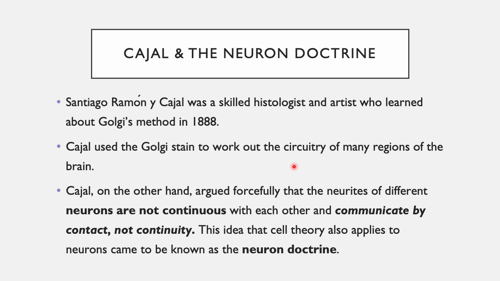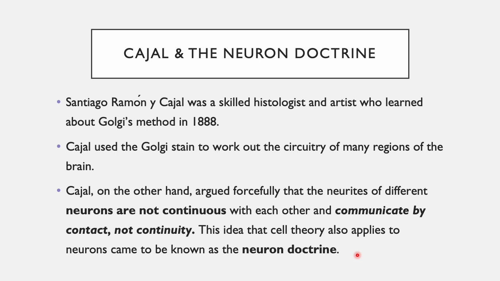Interestingly, he theorized that neurons were actually not continuous, but they followed the normal cell theory accepted by biologists that neurons are separate entities that communicate by contact and not continuity. So, this idea that the cell theory also applied to neurons was known as the neuron doctrine, and this theory is now accepted today. Neurons are not continuous. They do, in fact, communicate by contact and not continuity.